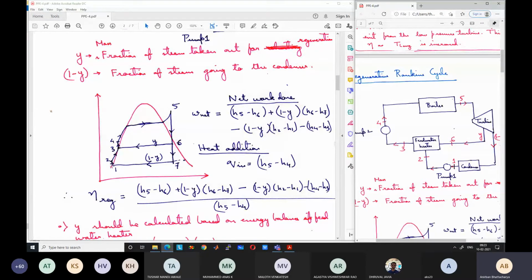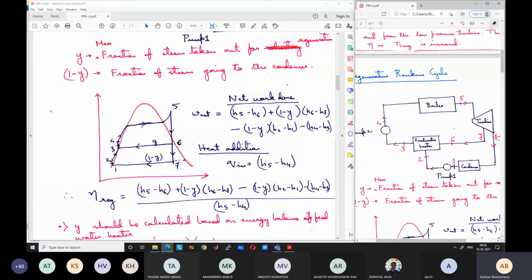So what we have is 1 to 2, which is the compression process in the pump. But in this case, the compression process in the pump does not take it to the boiler pressure, but to some intermediate pressure, which is known as regeneration pressure or feed water pressure. What is feed water heater pressure? I will come to what a feed water heater is later on, but let us call this pressure the feed water heater pressure. Point 2. It is some intermediate pressure.